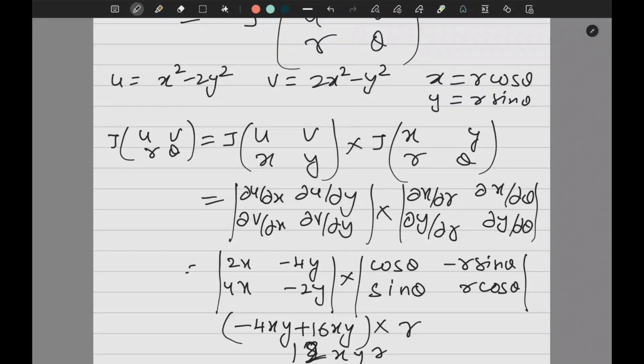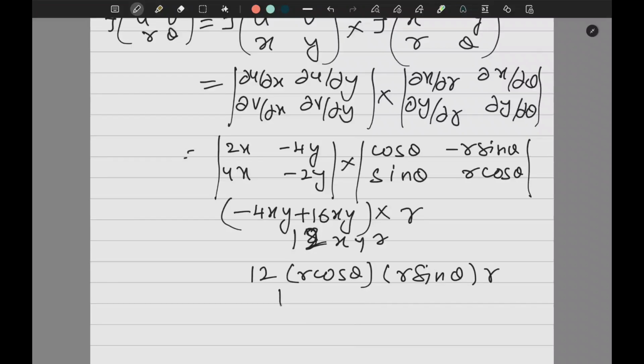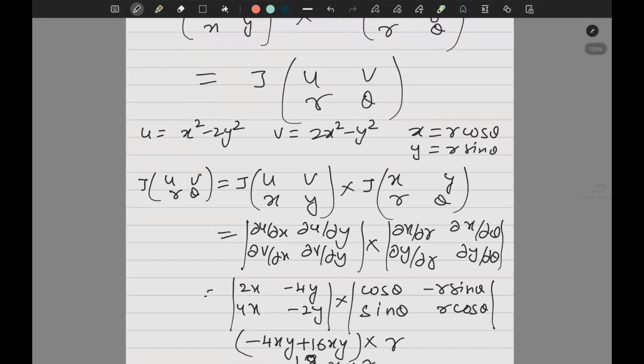If you want to convert it into the same variable, you can put x and y as r cos θ and r sin θ. So this will be written as 12, x is what? r cos θ, y is r sin θ, and r. So 12 r³ sin θ cos θ. If you want to reduce further, you can write 6 r², 2 sin θ cos θ is sin 2θ. So this is how you can do it, these are the connected Jacobians, right?